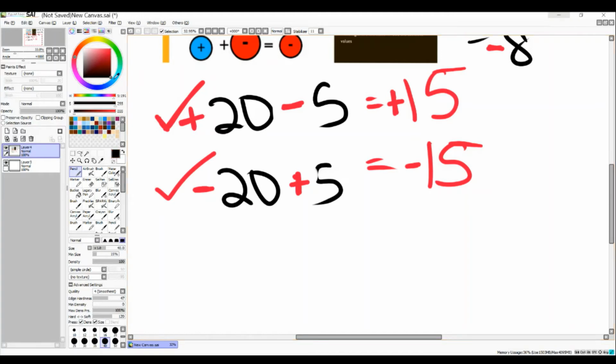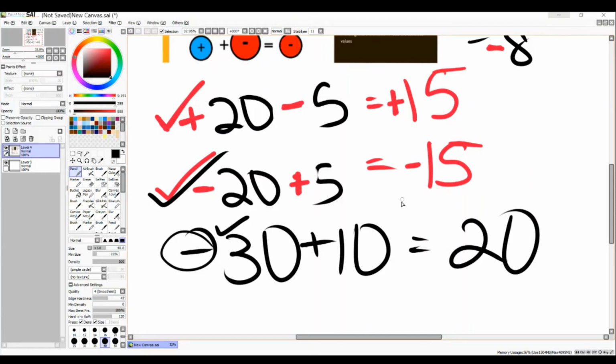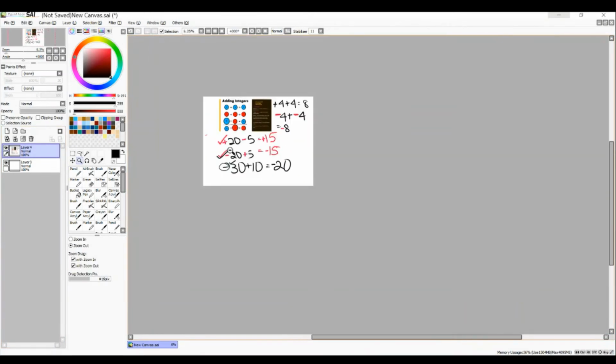Let's do one more using this one here. Let's go negative 30 plus 10. We're going to take 30 minus 10, 20. Easy. But between 30 and 10, the bigger number is 30, and 30 carries a negative value. So the answer is actually going to be negative 20. It's simple once you look at it. You just got to keep practicing.